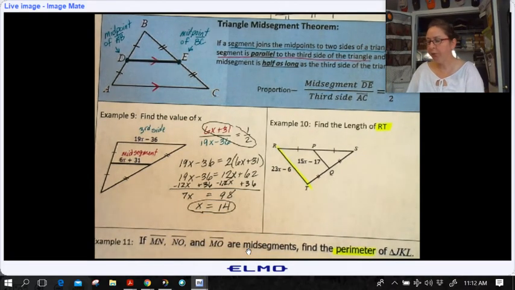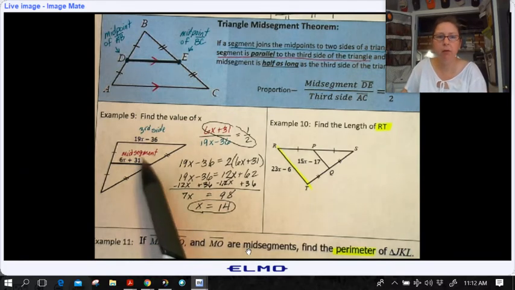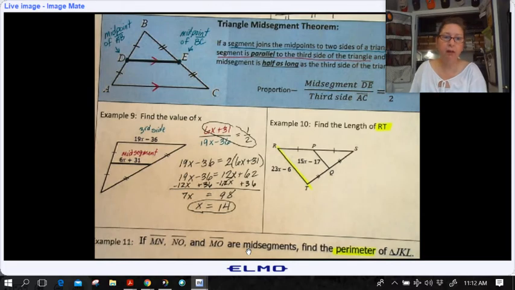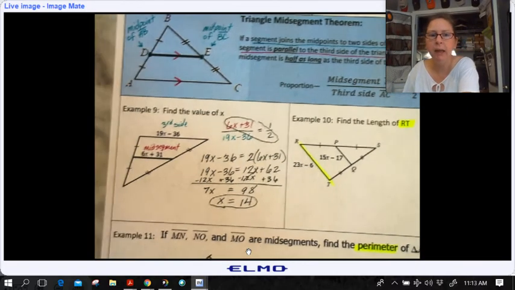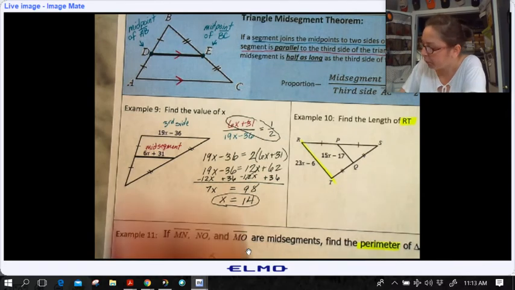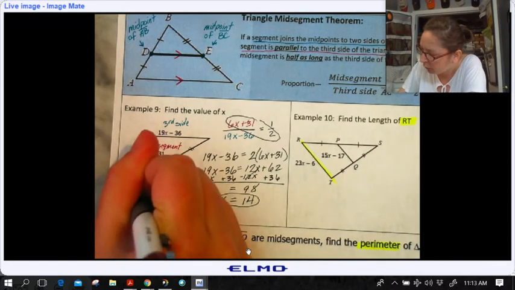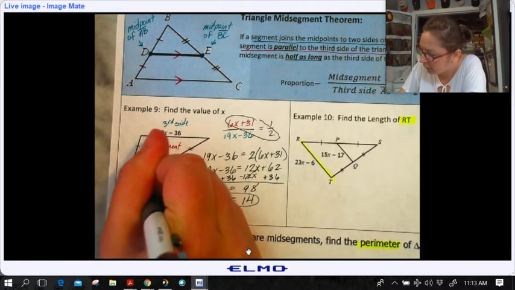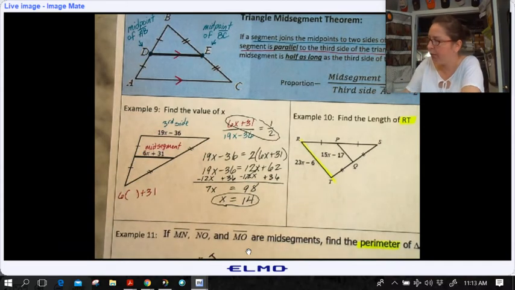Now, what would you do if they asked you, what is the length of the mid segment, or what is the length of the third side? So let's just talk about that real quick. If I want to find the length of the mid segment, I would just plug that in. Okay, plug in 14.